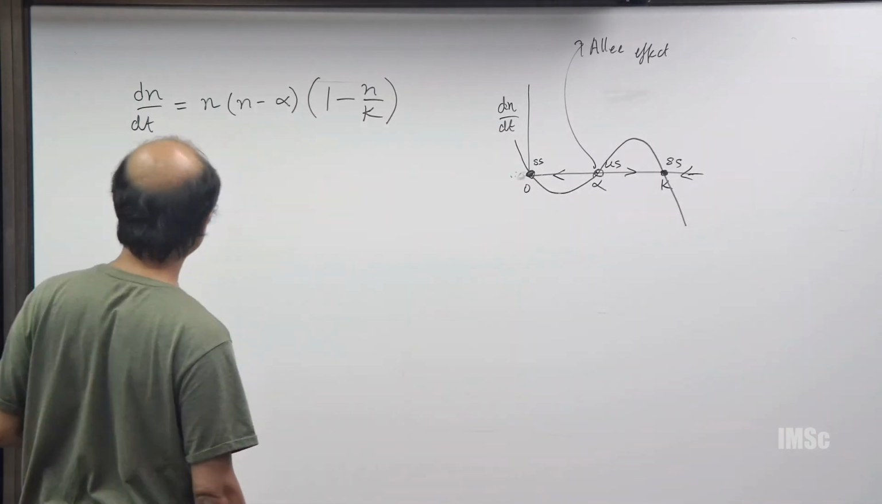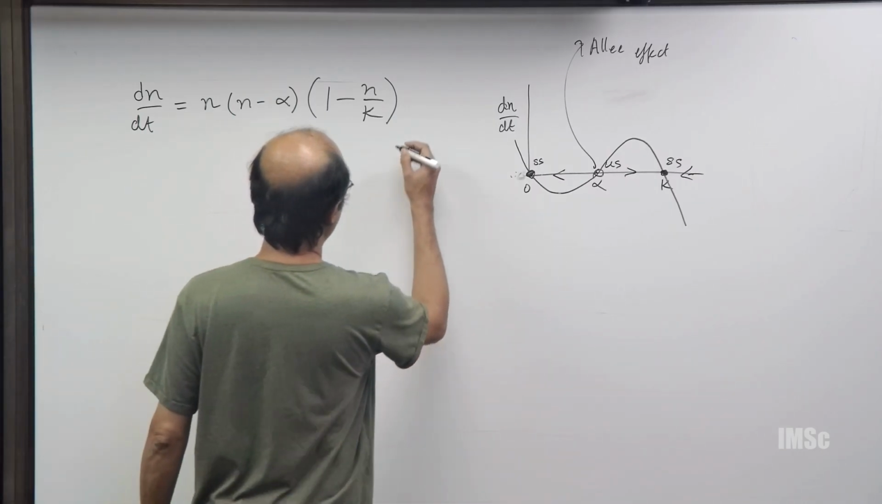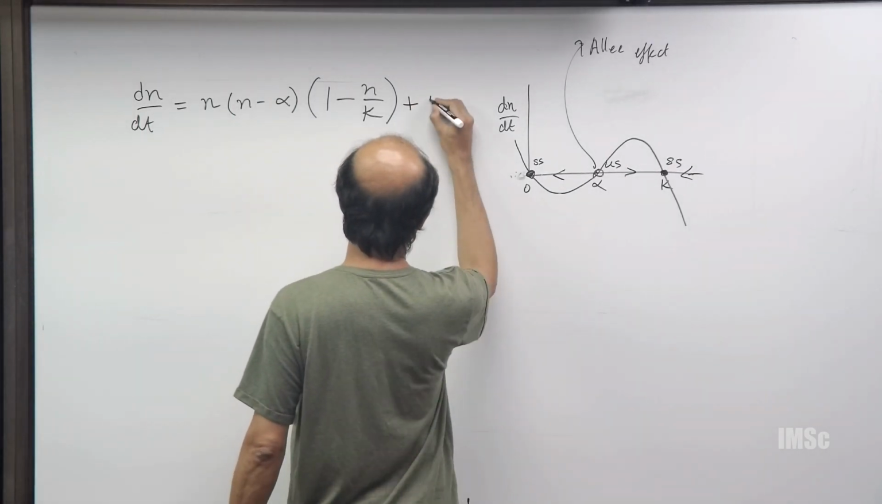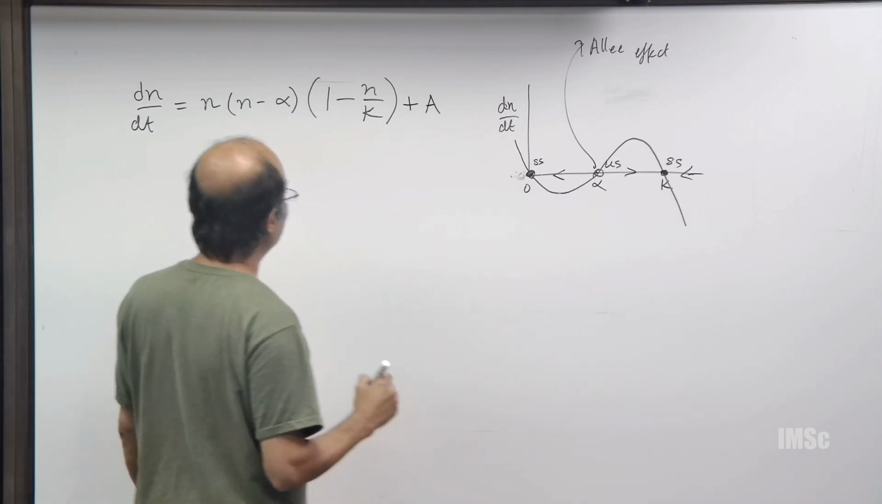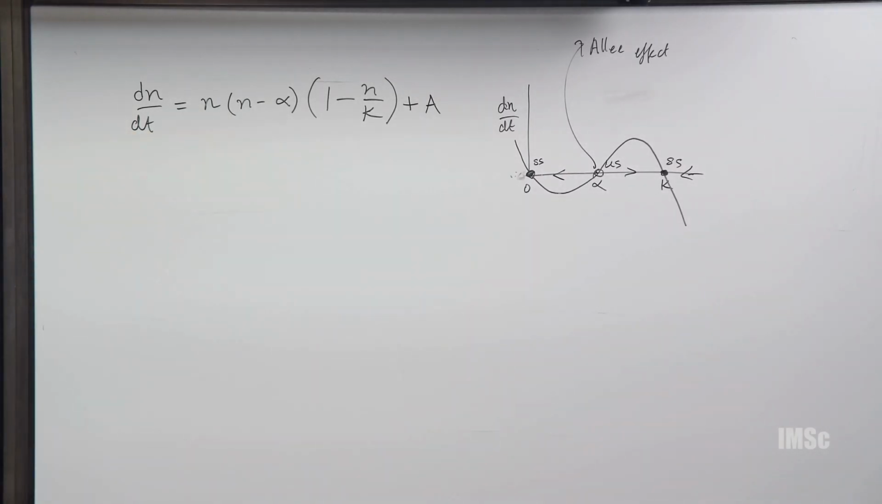Now, imagine that you add a certain number. So what is this? Plus a. What would this mean? Some kind of an influx. So if it is plus, that means influx. If it is minus, that means it's efflux going out.